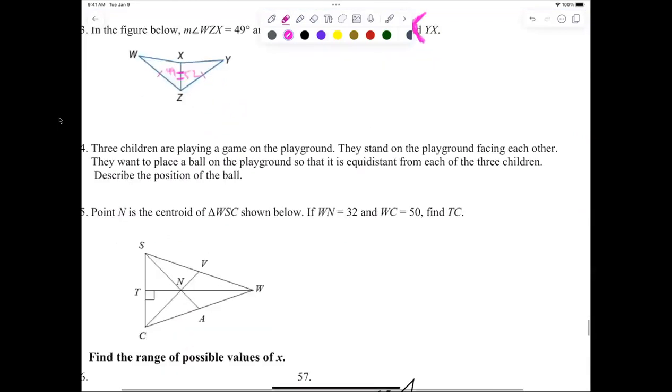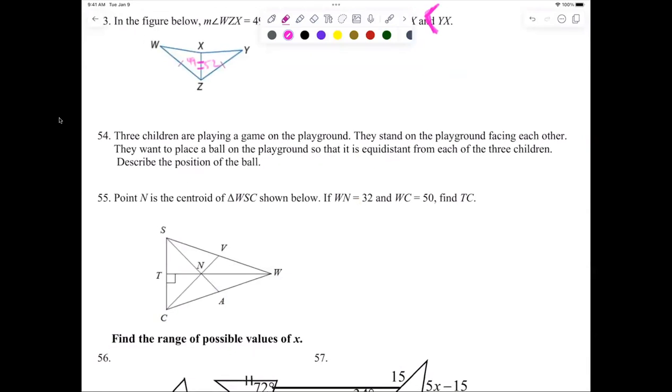All right, here we go. It says 3 children are playing. Let's see if you understand now. 3 children are playing a game on the playground. They stand on the playground facing each other. They want to place the ball on the playground so that it's equidistant from each of the 3 children. Describe the position of the ball. In the middle. Circumcenter. Yes, just go ahead and put in the middle.